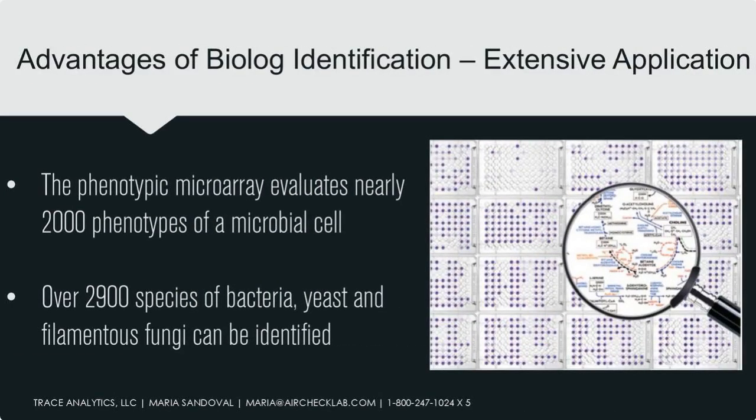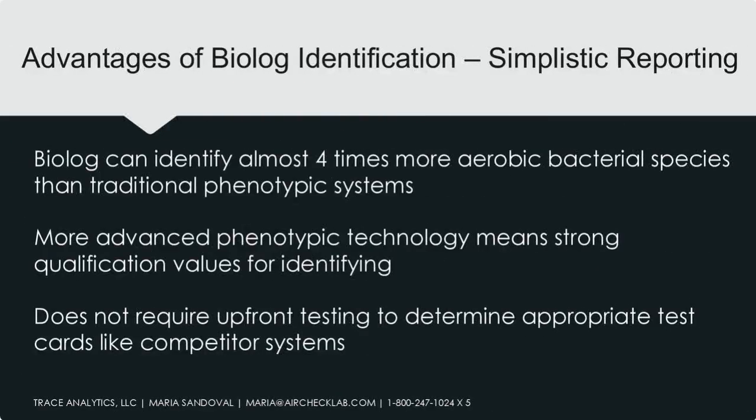I also talked a little bit about how the fingerprint pattern of each well is evaluated nearly 2,000 times in the system based on the library that we have. And so the Biolog has a library of over 2,900 species of bacteria, yeast, and mold. So that's a great way for us to identify. And if there isn't an identification, the company is always offering upgrades to their libraries that labs are able to upgrade to. So that again is just an enormous, powerful tool to be used for phenotypic analysis when you're really concerned about turnaround.